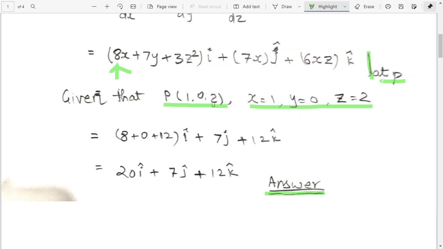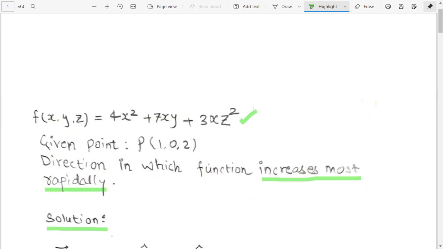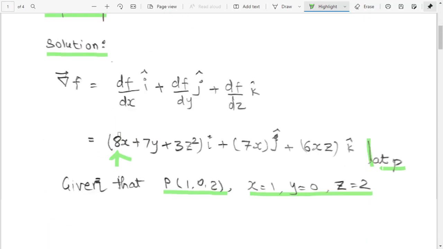This is the final answer for the question related to the derivative of that particular function. I hope these questions are helpful for you, since the paper is coming up next week, so you have an idea what type of questions they have asked.